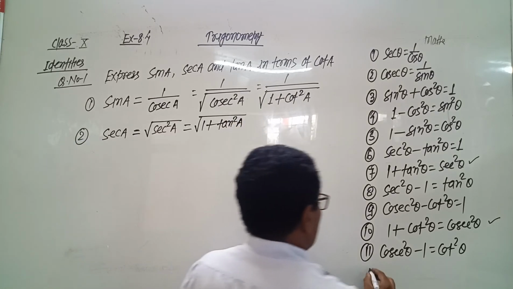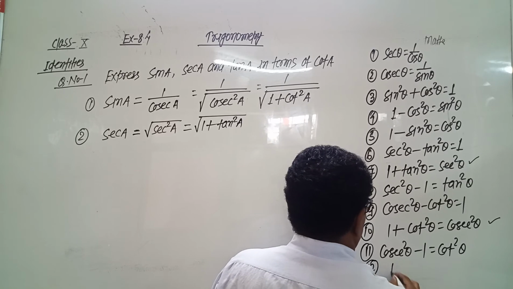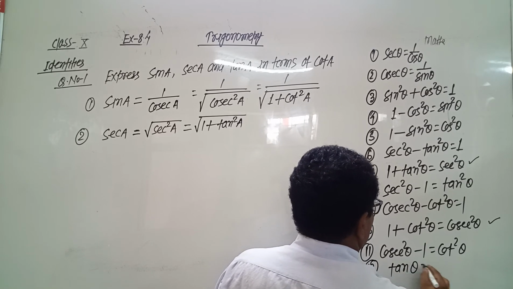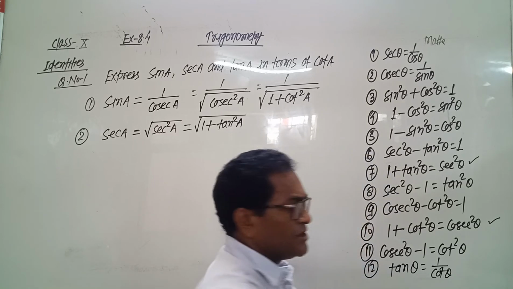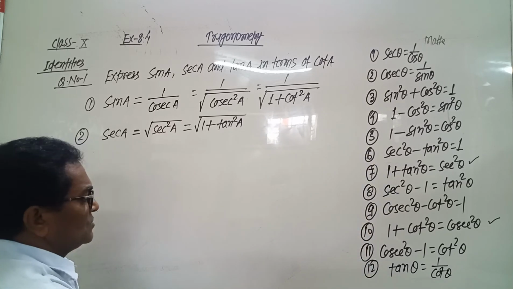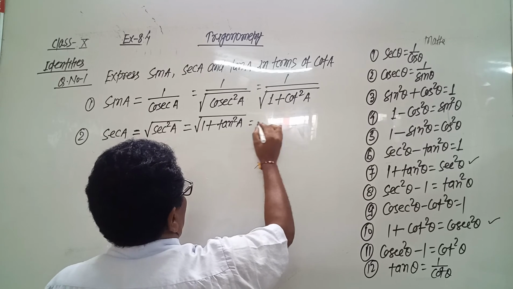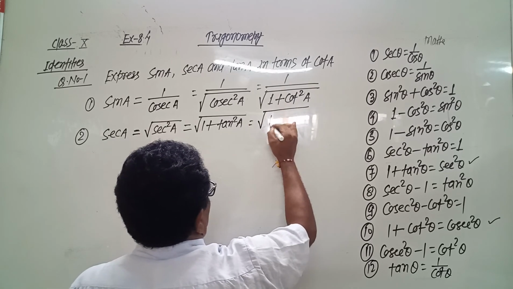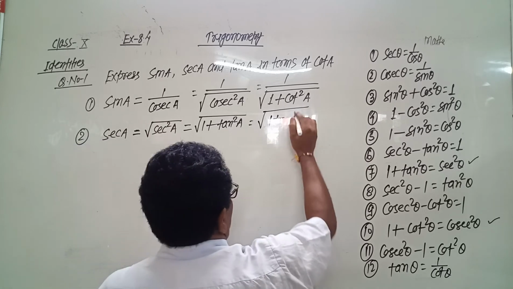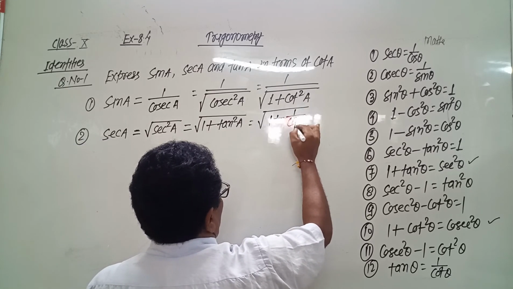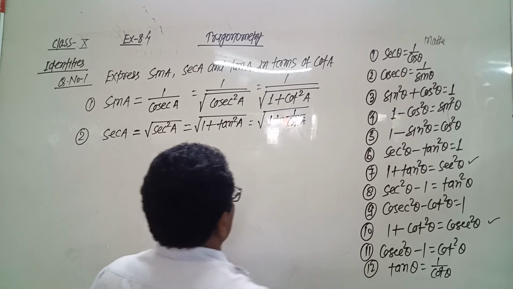Now tan theta is the reciprocal of cot theta. So tan theta is written as 1 by cot theta. Here 1 plus this tan square A is written as 1 plus 1 by cot square A.